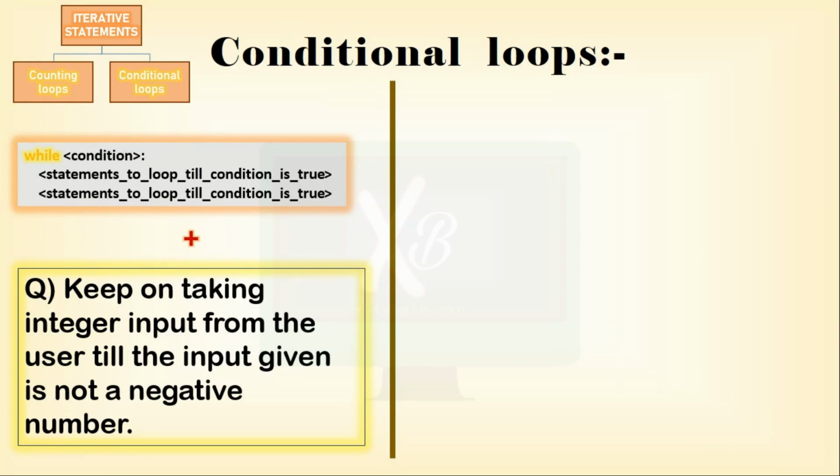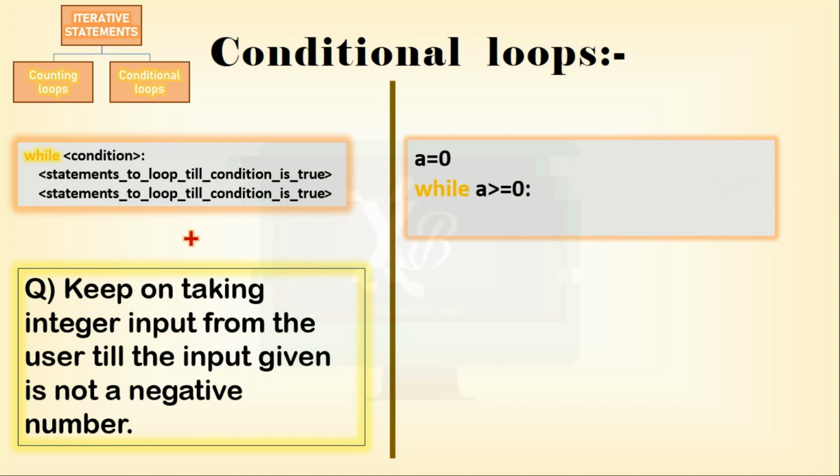So let's see our coding. First of all, we need to create a variable: a is equal to 0. Why I'm saying that, I'll tell you later on. While a greater than equal to 0. Now what does this mean? While a greater than equal to 0. So 0 on a number line, a can be 0, but then we have greater than 0, and any number that's greater than 0 is a positive number.